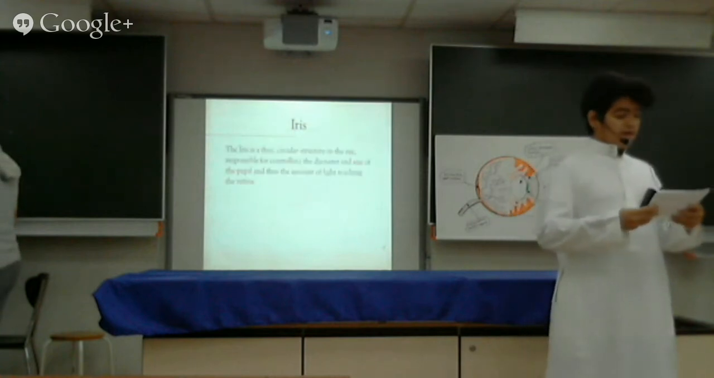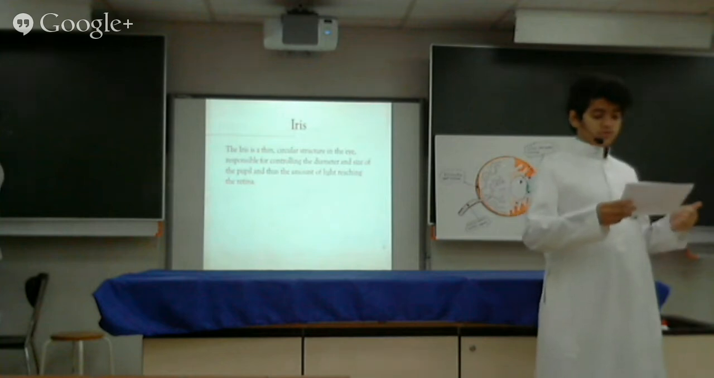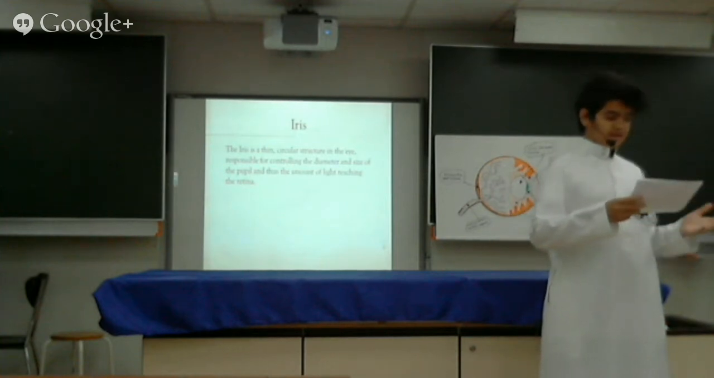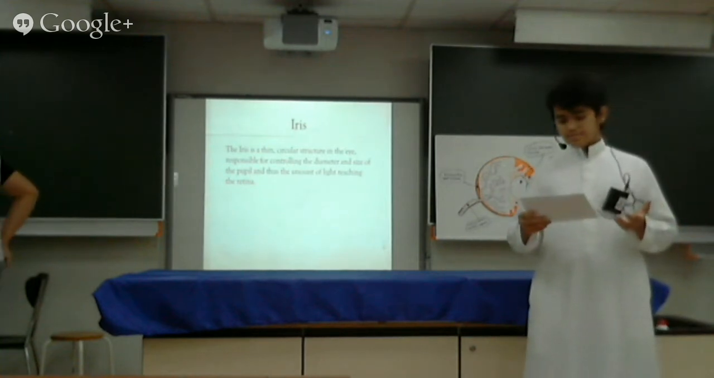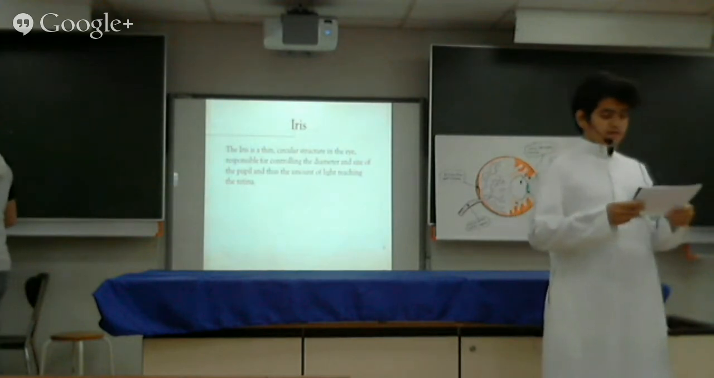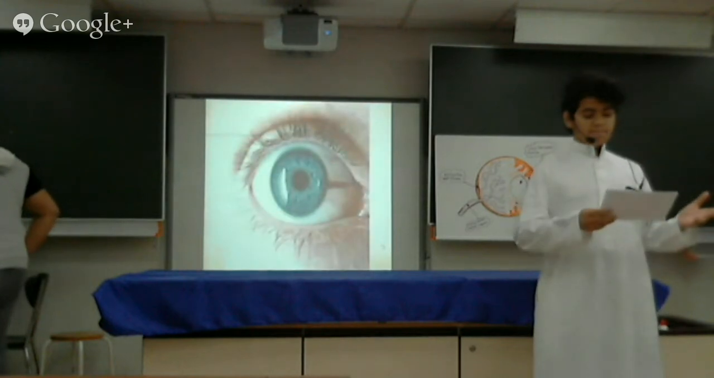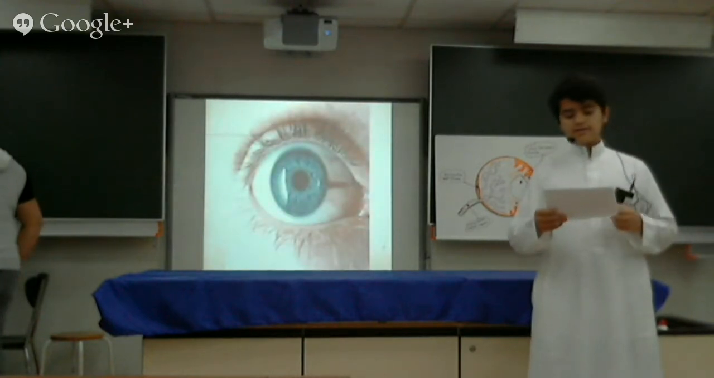Iris. The iris is a thin circular structure in the eye, responsible for controlling the diameter and the size of the pupil, and thus the amount of light reaching the retina. It is the colored part of the eye. As the iris changes size, the amount of light that enters the eye changes.